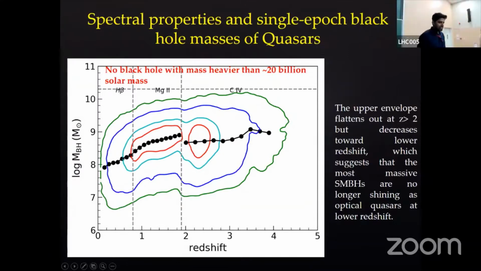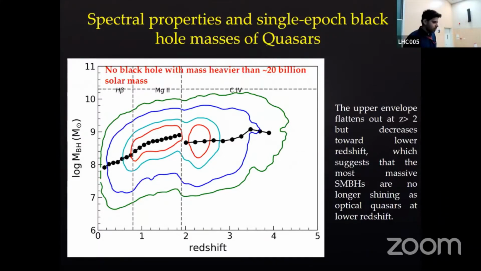So what I was telling is that if you see the distribution, the upper envelope, which is this one, flattens up to redshift z equal to 2, and then it reduces if you go to lower redshift. Which means that massive supermassive black holes are no longer shining as optical quasars at low redshift. The most interesting part is this one. You see the black hole mass flattens out, and there are no black holes with mass greater than 20 billion solar mass across all redshifts. So if you go anywhere, you see that there are no black holes with a mass of 20 billion solar mass in the universe. Okay.